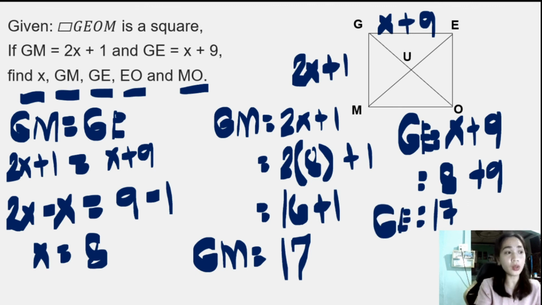If you observe, GM and GE are the same, with a measure of 17. So, therefore, if GM is 17 and GE is 17, EO is also 17 and MO is also 17, because again, all sides of the square are congruent.